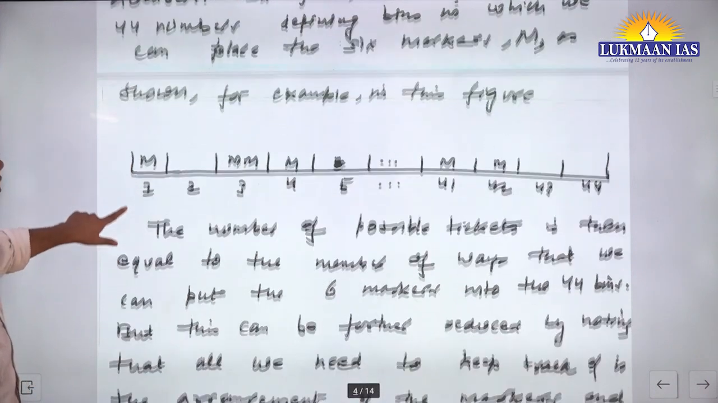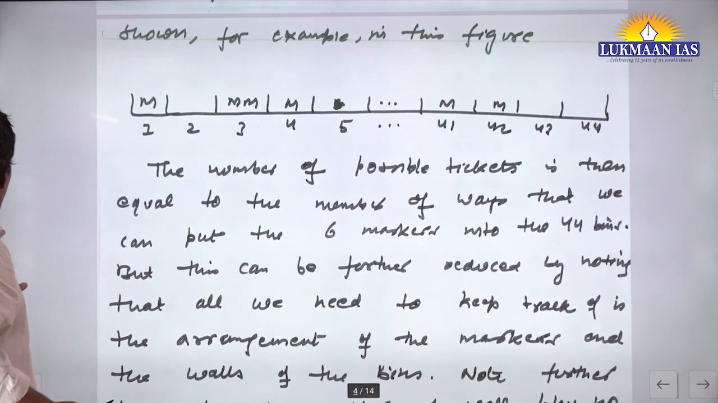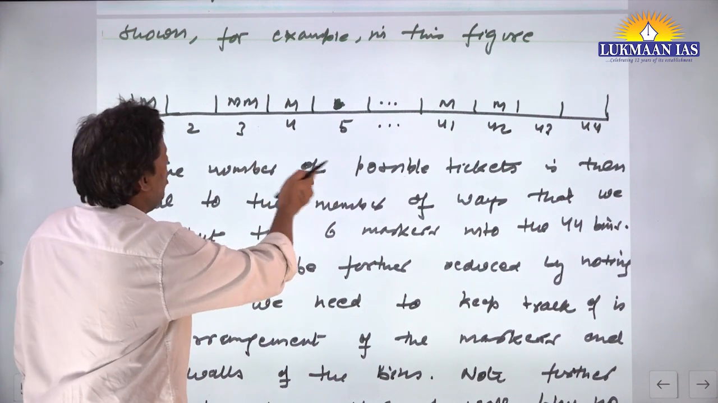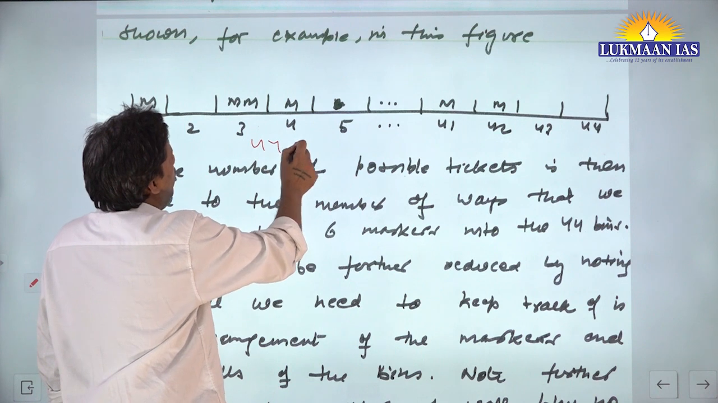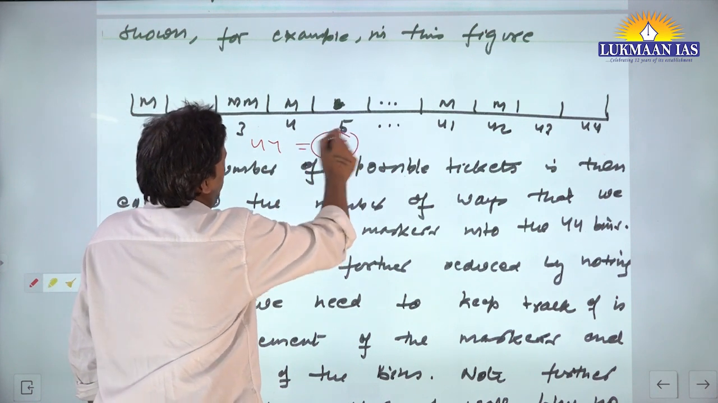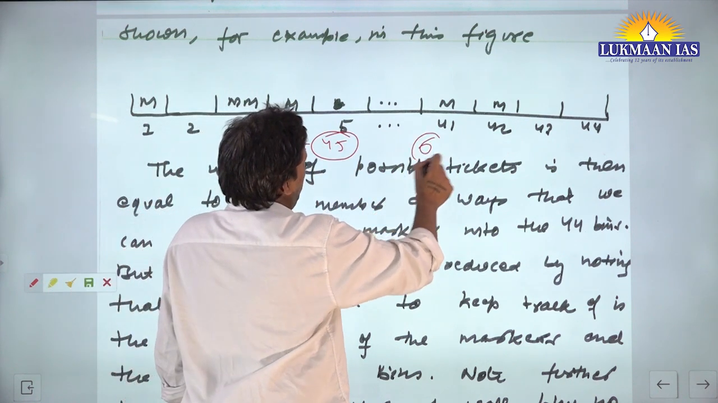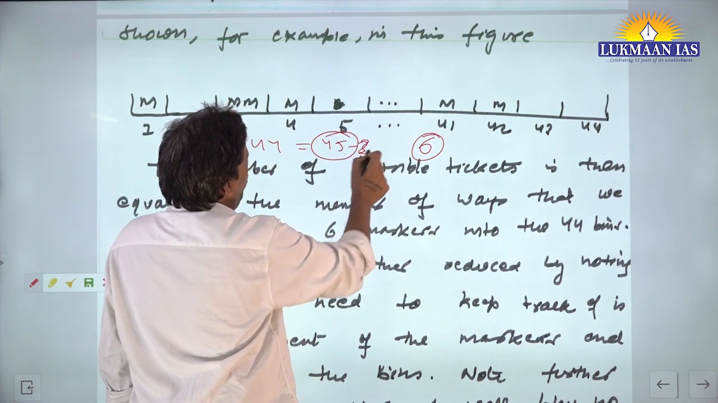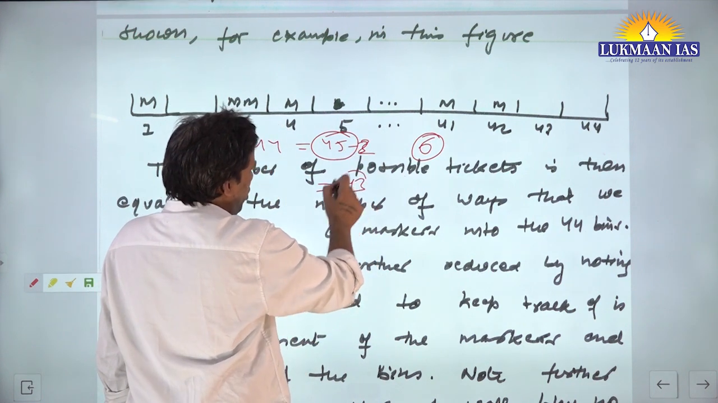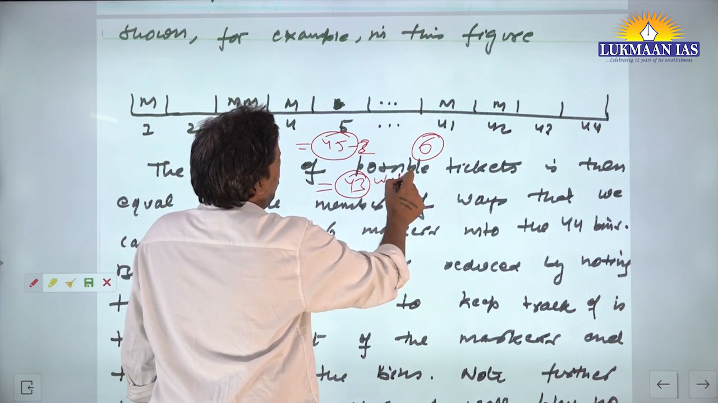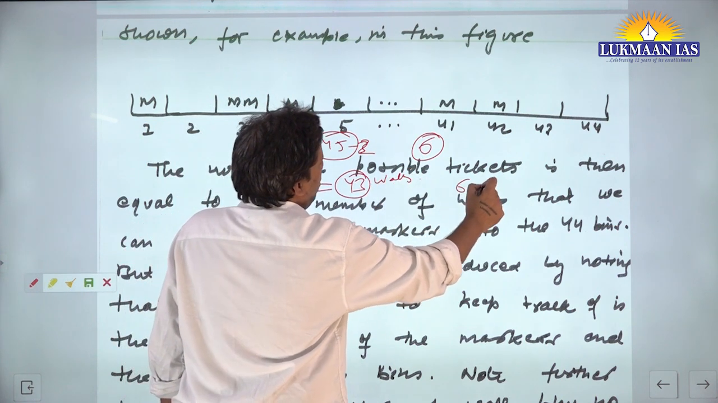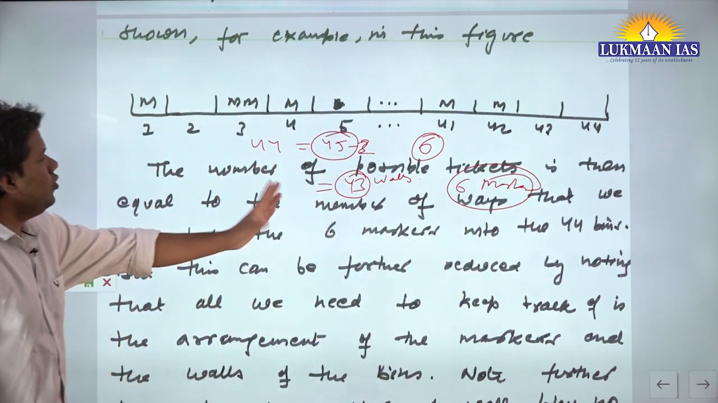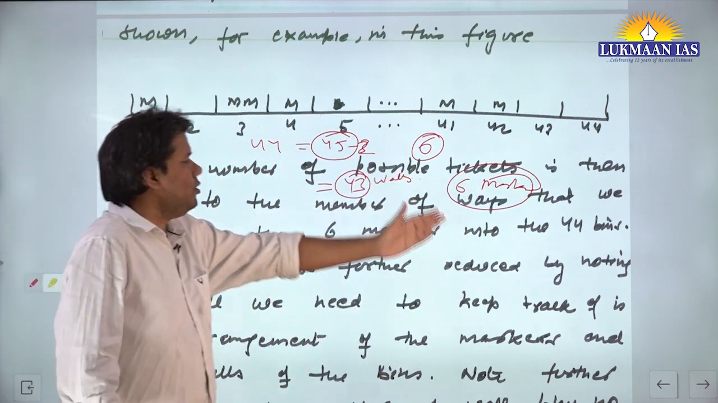So how many objects will you have? 6 markers are there. And you have already taken off 2 walls, right? For 44 bins, how many walls were there? 45 walls. You have 6 markers. You removed 2 walls. How many walls are left in total? 43 walls and 6 markers. You have to count the arrangement of these. So how many total objects are there? 43 plus 6, 49.